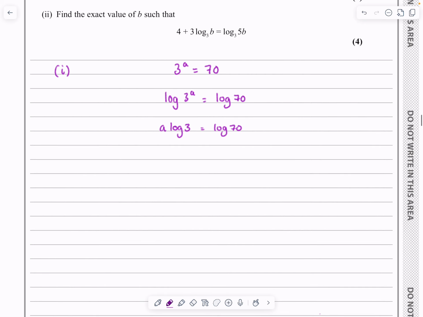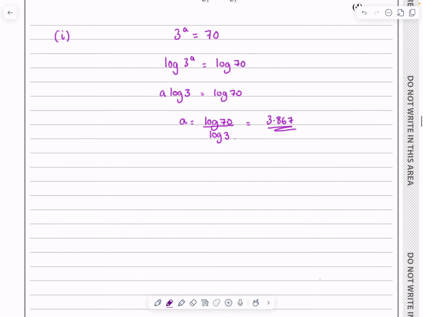And now you can just divide. So a is log 70 divided by log 3, log, L-O-G, I mean log to the base 10. That's what it does on the calculator as well. So if you do those two things and then divide them out, we're going to get to 3 decimal places, 3.867 for part 1.